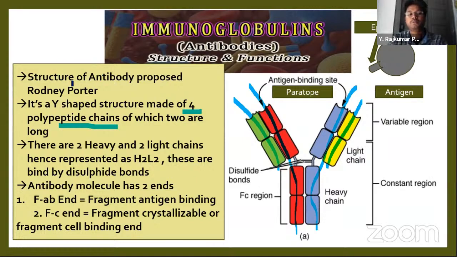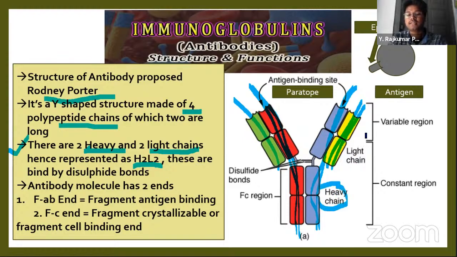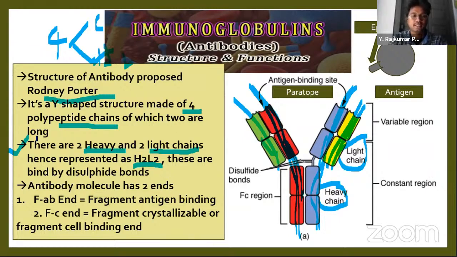The structure of the immunoglobulin was proposed by Rodney Porter. There are two heavy and two light chains. Hence, they are represented as H2 L2. So these are the heavy chains which are long in structure, and there are short chains also. These are light chains. So this is one pair and this is the other pair. That's why H2, H for heavy, L for light. There are four polypeptide chains of which two are light and two are heavy. Hence, it can be represented as H2 L2.